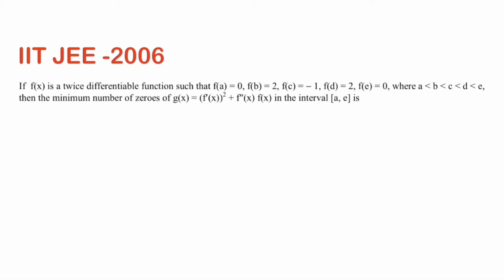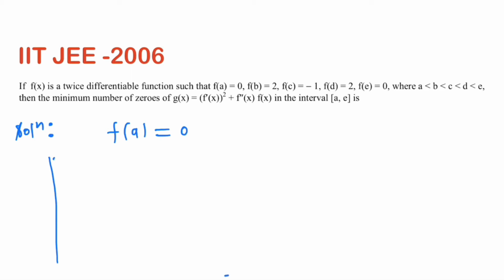So for finding the solution of this particular problem, let's see here. At first, let's collect the given information. The value of f(a) is 0. Let's consider this is the rough graph. We will take the rough graph here.